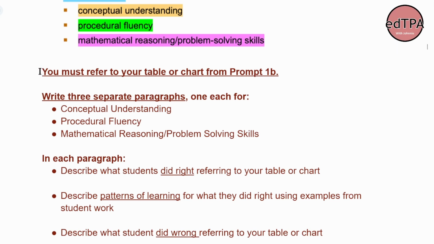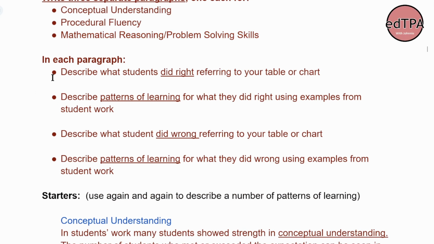So as I write here, you must refer to your table or chart from prompt 1B. You want to write 3 separate paragraphs, one for each. Again, conceptual understanding, procedural fluency, mathematical reasoning, problem-solving skills. In each paragraph, and this relates to the rubric, the rubric's going to ask you to do these things in particular.